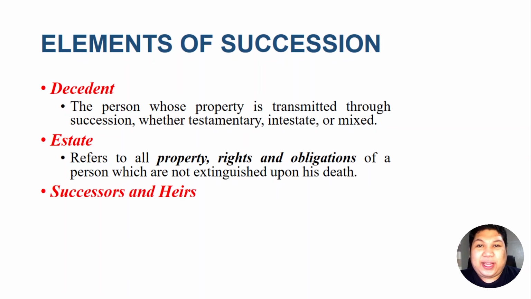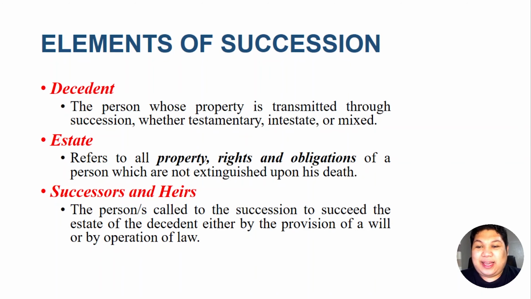And number three, the third element, are the successors and the heirs. These are the person or persons called to the succession to succeed to the estate of the decedent, either by the provision of a will or by operation of law. So these are the persons who will inherit the estate. So those are the three elements of succession: the decedent, the estate, and the successors and the heirs. Okay, so let's discuss these elements individually.